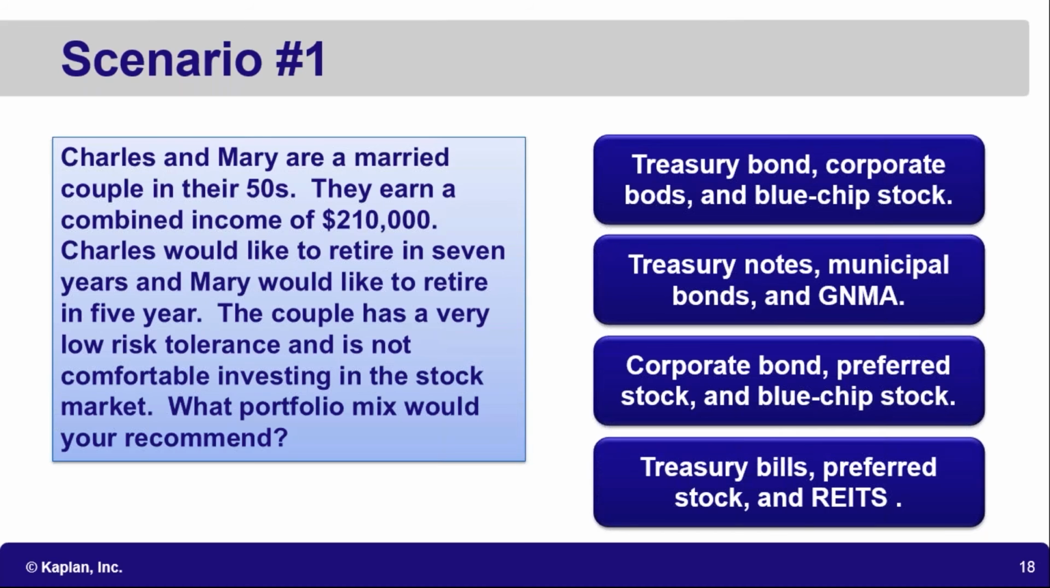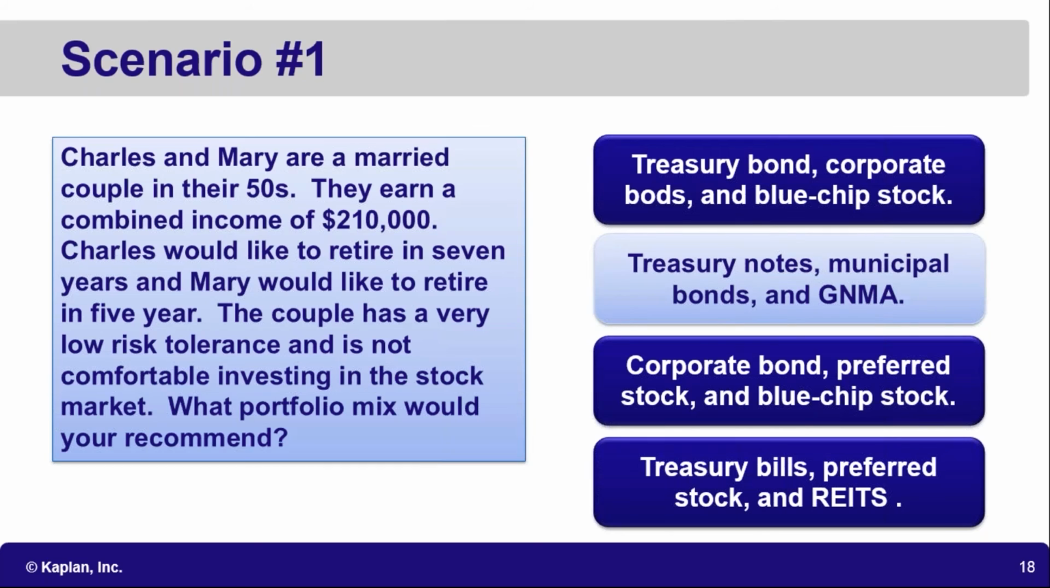The third one says corporate bond, preferred stock, and blue chip stock. Well, of course, that's got stock in it. And the last one says treasury bills, preferred stock, and real estate investment trusts, that's where you're investing in the commercial properties that produce income for you out there. They're not the stock market, but preferred stock definitely is. So if somebody wants to invest with no stock at all, we'd have to pick the second one here, because we know the second one has no stock in it whatsoever.